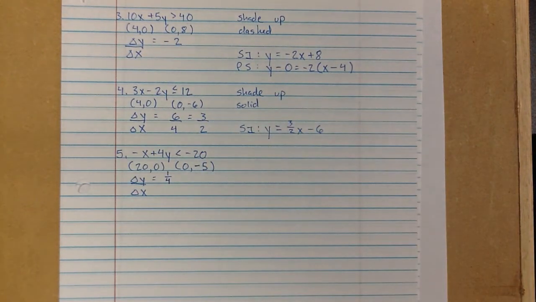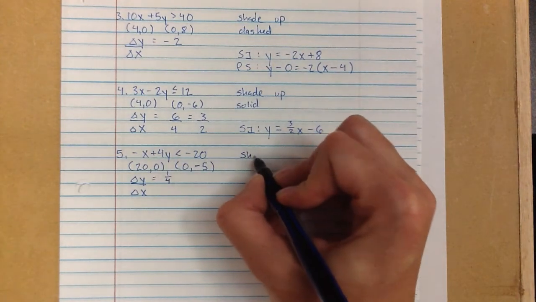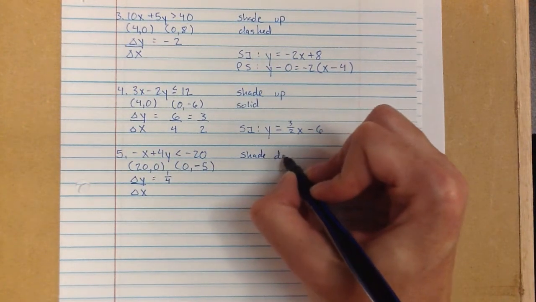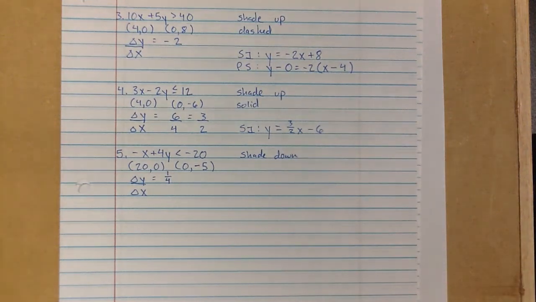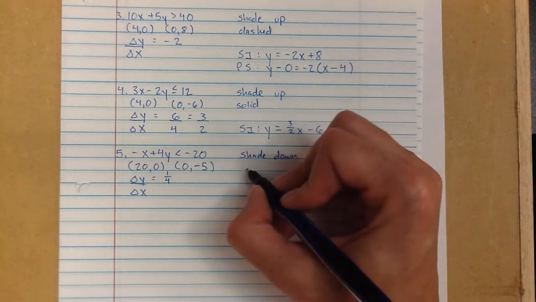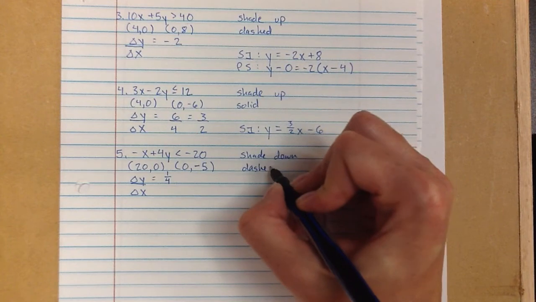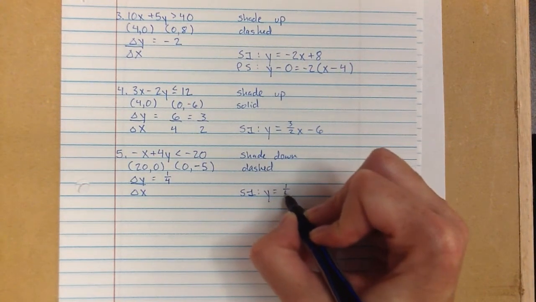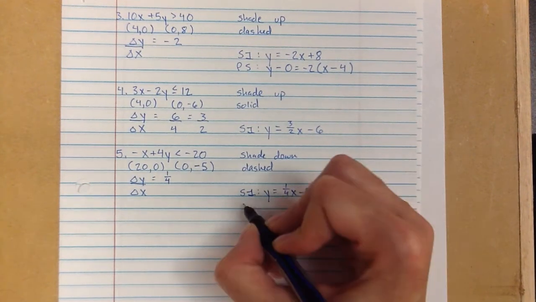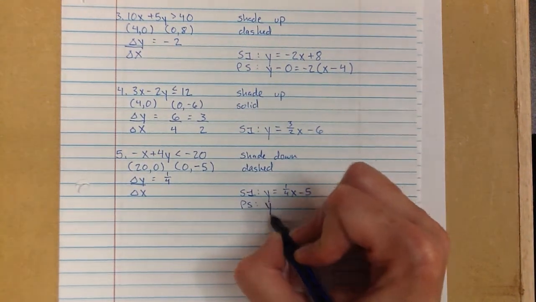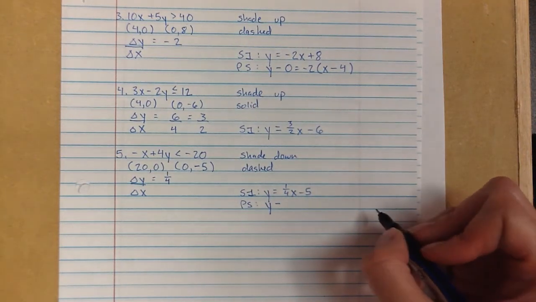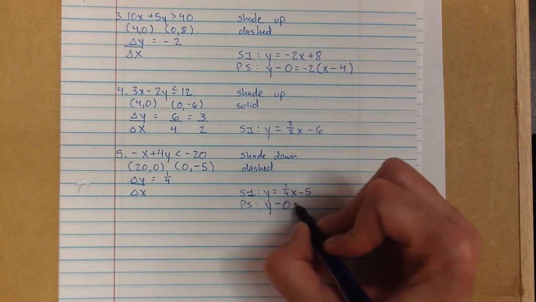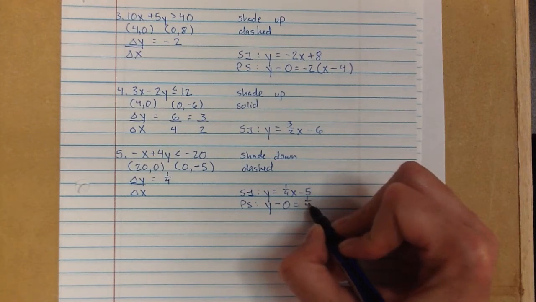Okay. How are we going to shade? You're going to shade down. Why are you shading down? Right, the inequality didn't flip. Y is positive. What's the line going to look like? It's going to be dashed. Slope-intercept form. Point slope. Y minus equals times.